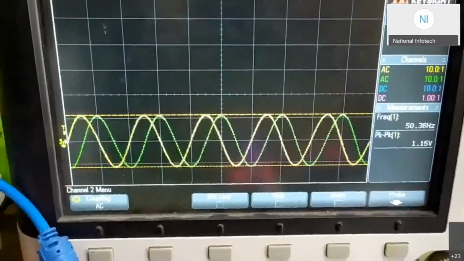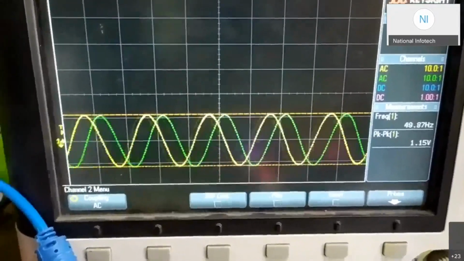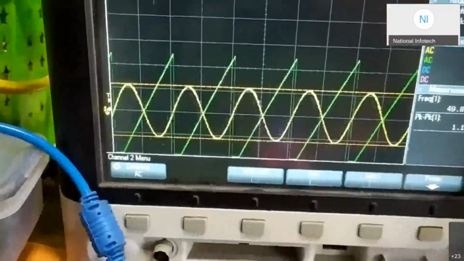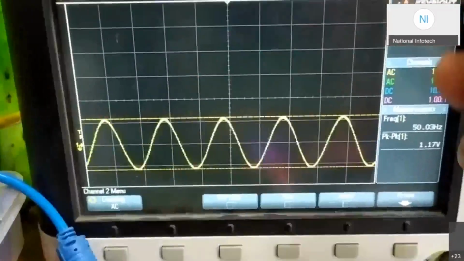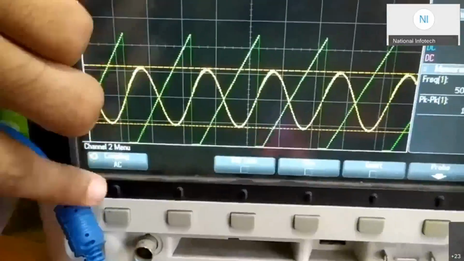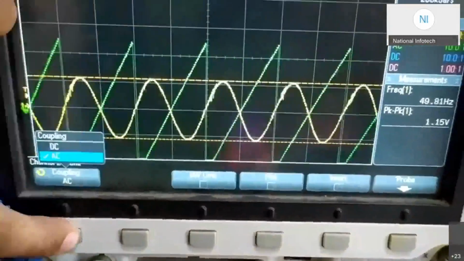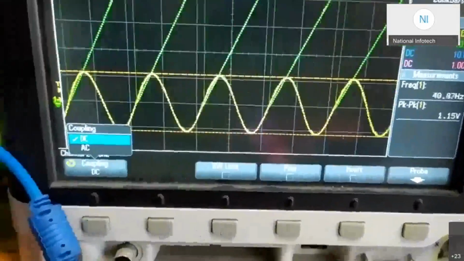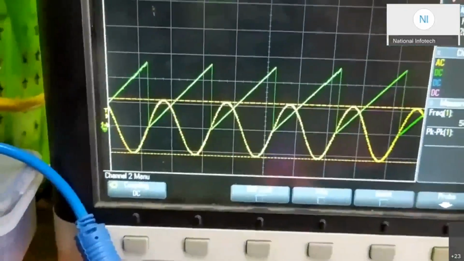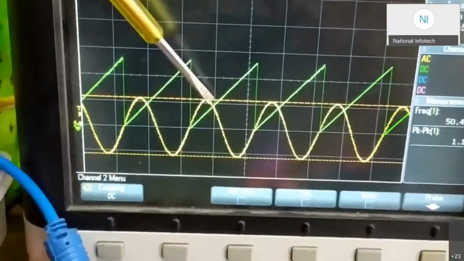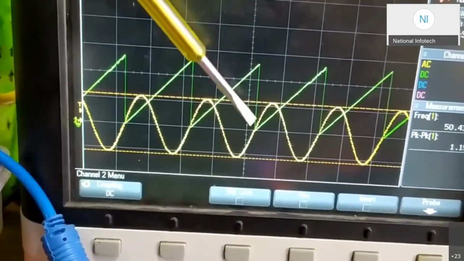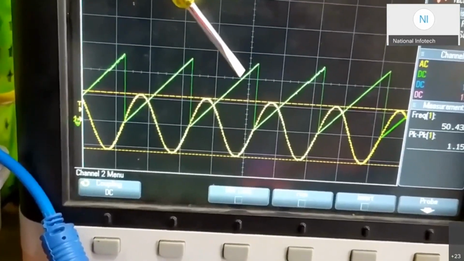Now we will change this to theta. Now we will observe theta by changing its coupling. So here I am changing its coupling from AC to DC. You see, now I am adjusting some volts per division. If I stop it, you can see this is our V alpha voltage. So the angle we are getting is this. This is the theta alpha.